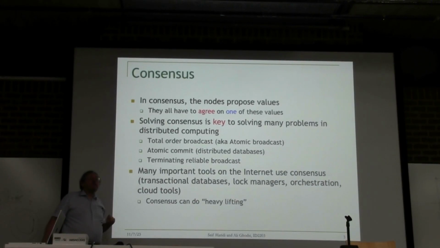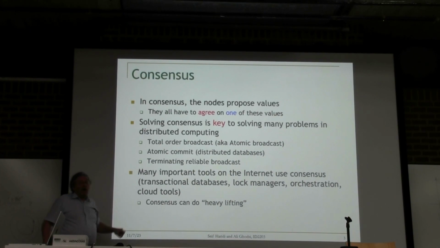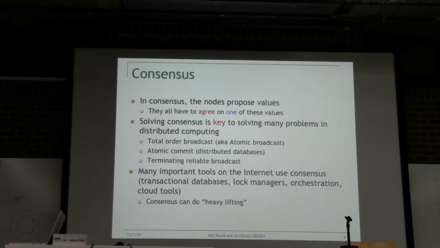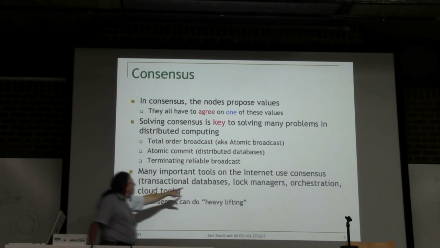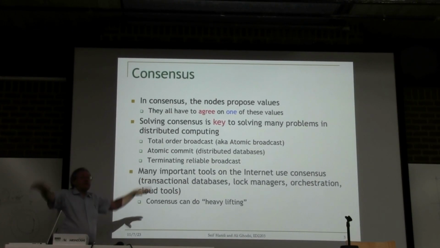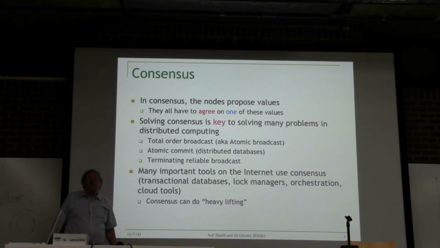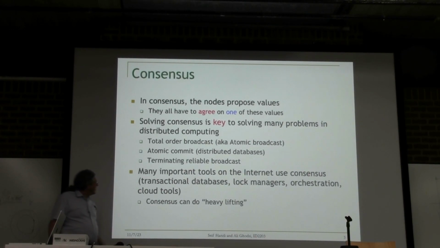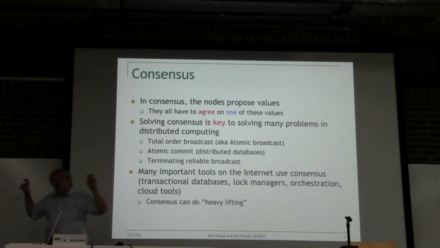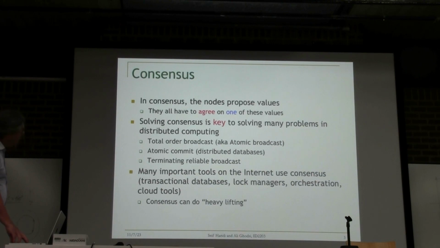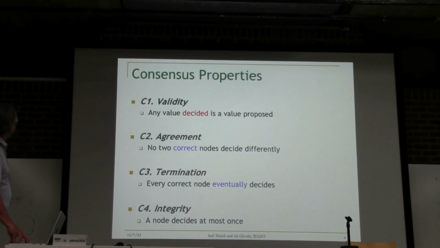Many tools on the internet use consensus inside all the big applications, Google, Facebook, Amazon. They're all doing consensus: databases, block managers, orchestration, when tasks are moved around, tools in the cloud. They're all doing consensus inside, but they won't tell you what they are doing. What I say is that with consensus, you can do what's called heavy lifting. It's a strong algorithm that really can do something for you. Okay? So today we're going to start talking about consensus, but not stop. There's many things to say.